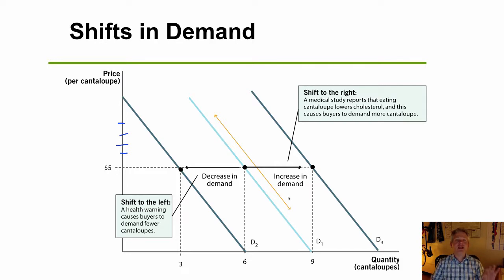So again, the thing I'm emphasizing here is when price changes, you move up and down the demand curve. That is a change in quantity demanded only. When one of these other factors changes, such as the health warning, at all prices, people demand less. Here, going the other way, we've had a medical study saying that cantaloupe reduces cholesterol. Again, at all prices, that's a shift in demand overall.